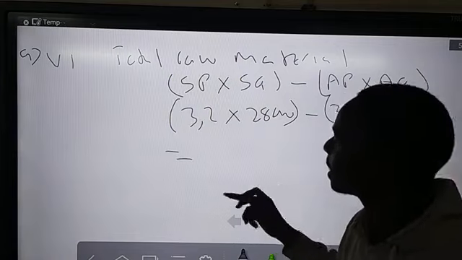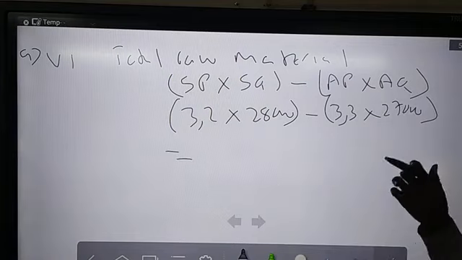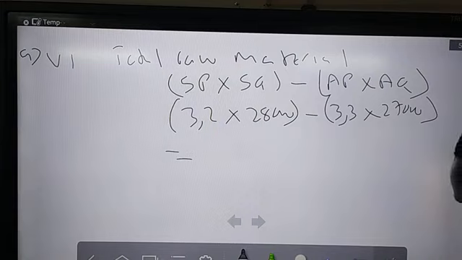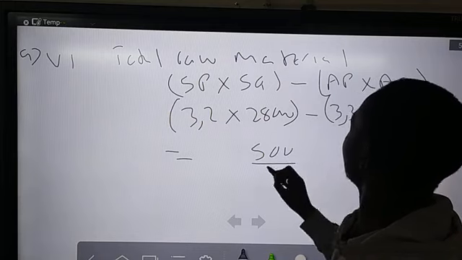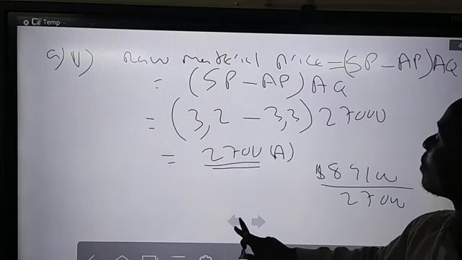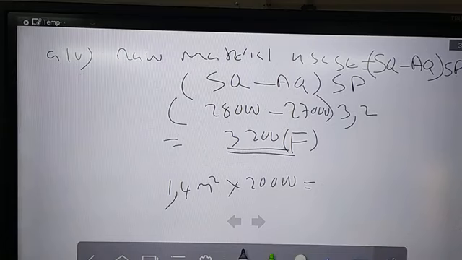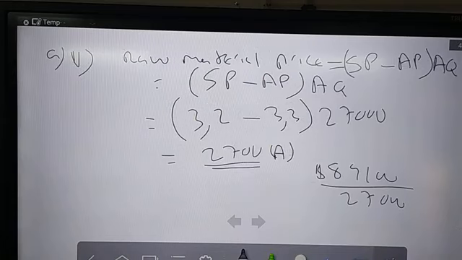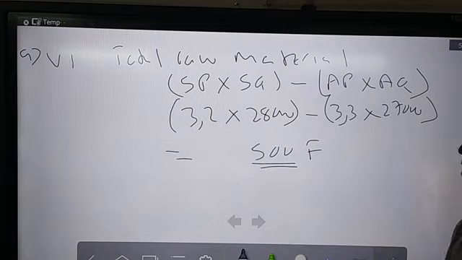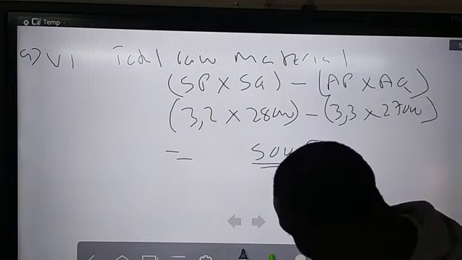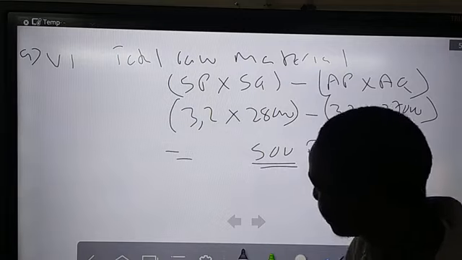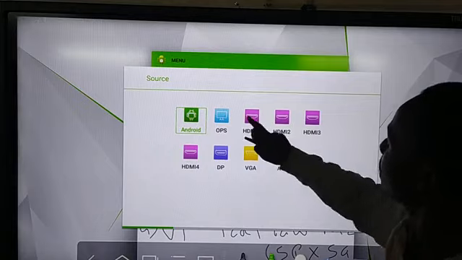You can quickly calculate it, or you can simply use the answers for material and labor. So it's 3,2 times 28,000 minus 3,3 times 27,000. We get 500, which is favorable, which you can also confirm by saying 3,200 favorable minus 2,700 adverse, that's your answer, 500 favorable. Then let's go back to the question and check the next part of the question.